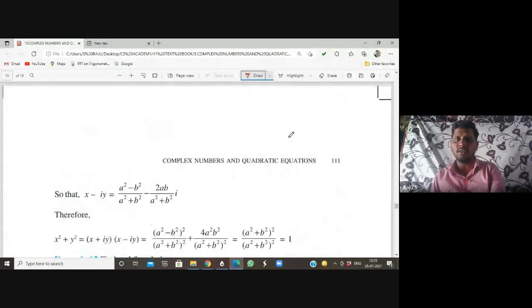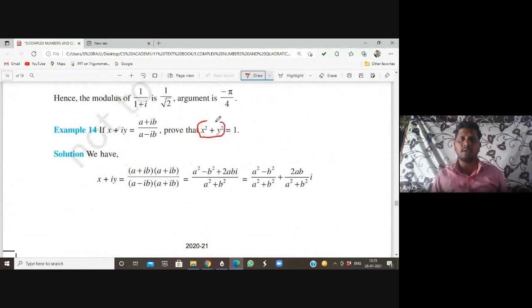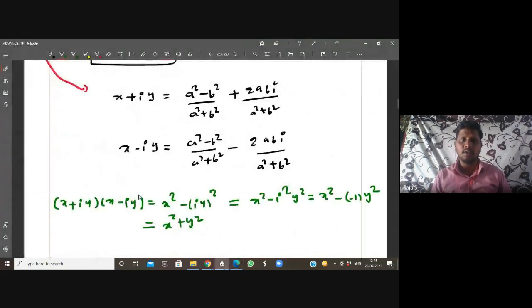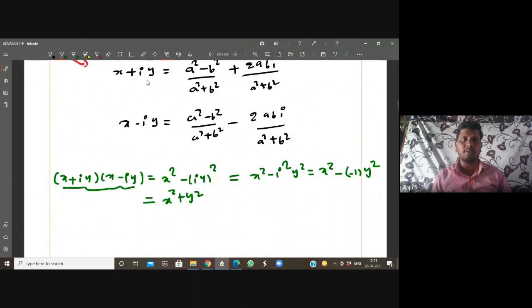In the given question, what is the LHS? We can prove that x square plus y square, we got it here. I am finding this one with the same values. What is x plus iota y? You have to multiply the RHS also. I multiplied the LHS values; you have to multiply the RHS values. The RHS values are here.